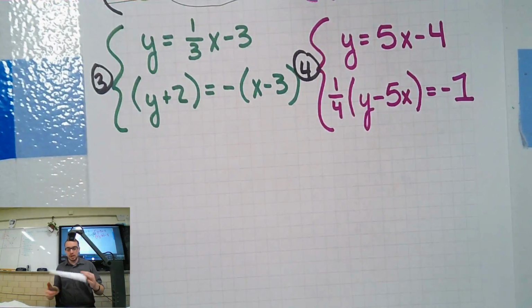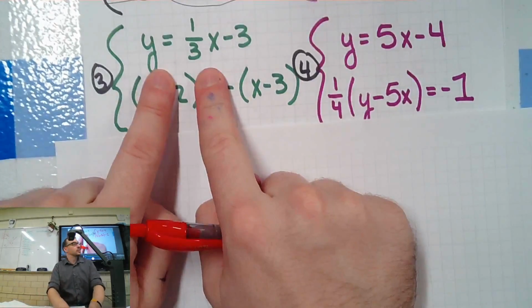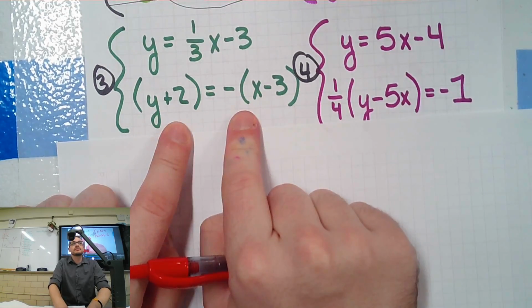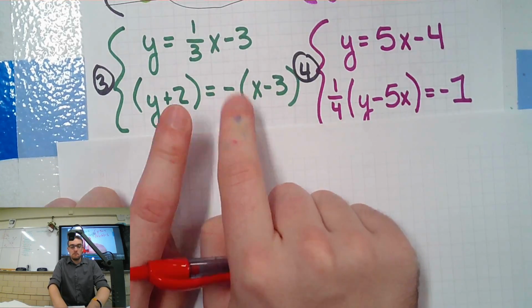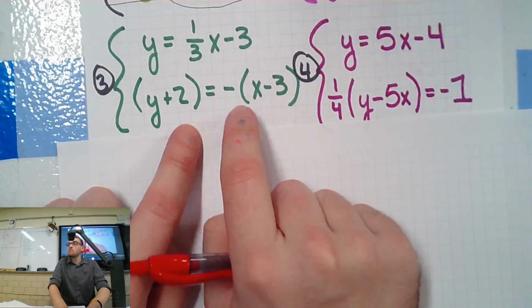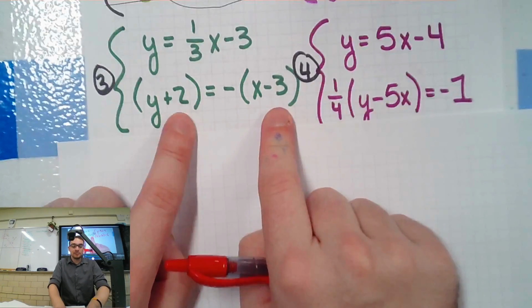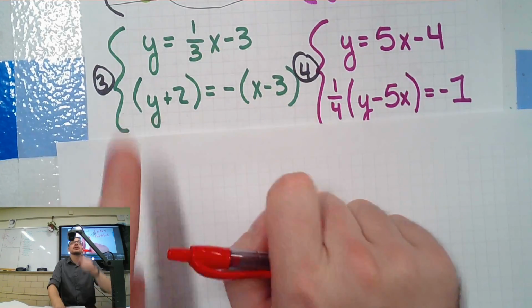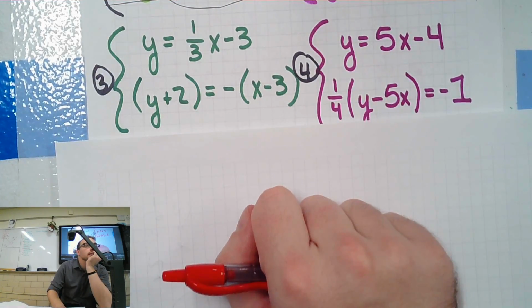Number 3, how would you solve it? First of all, what form is this in? Slope intercept. What form is this in? Standard. No. Point slope. Point slope, right? Our point is -2, +3. Something like that. Slope of -1.